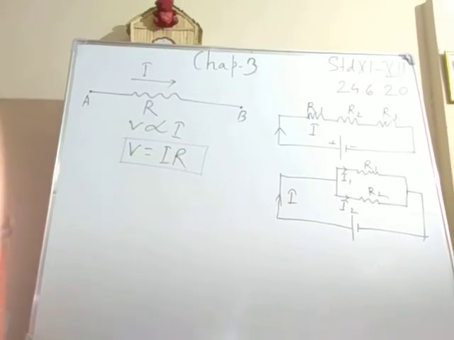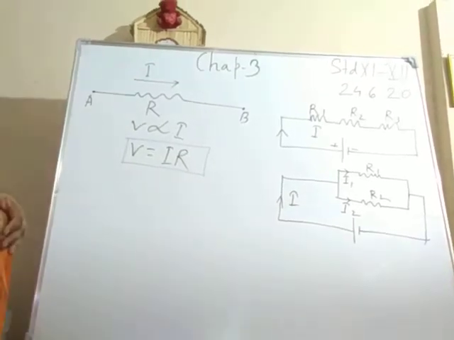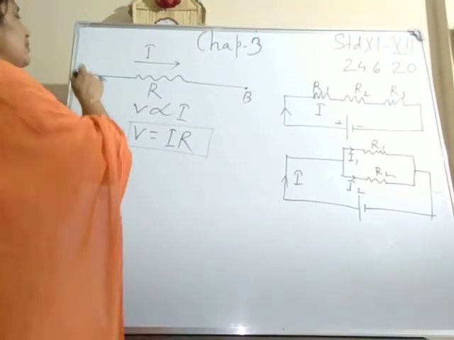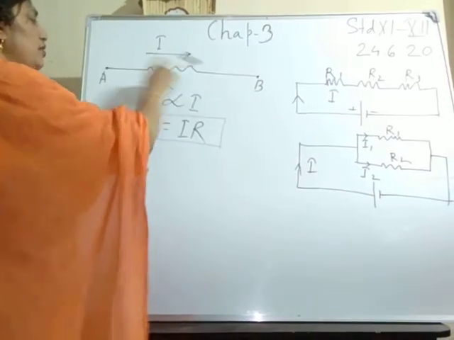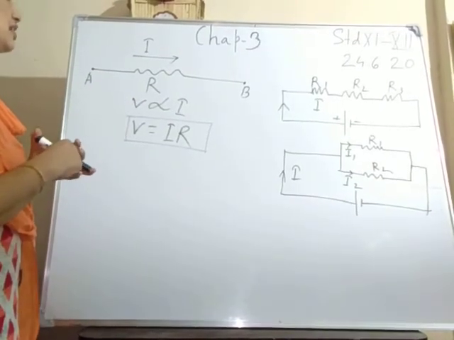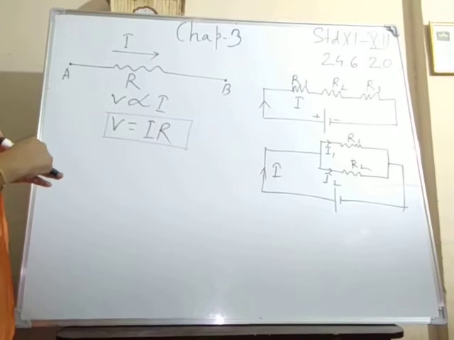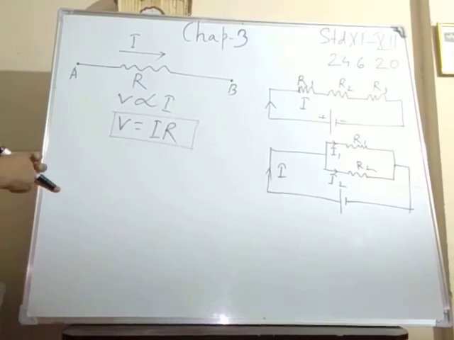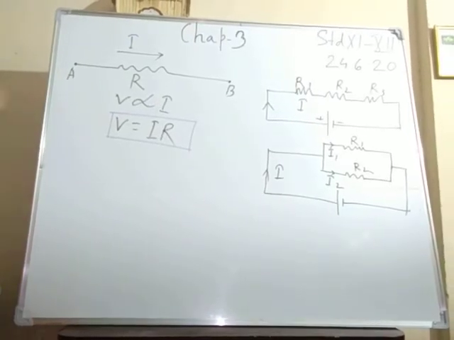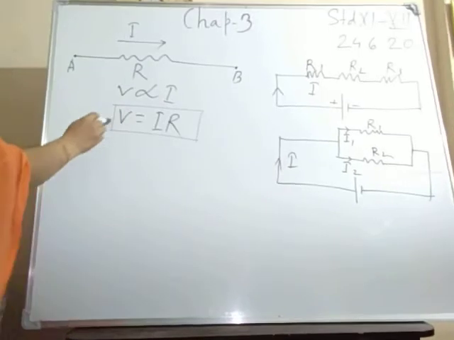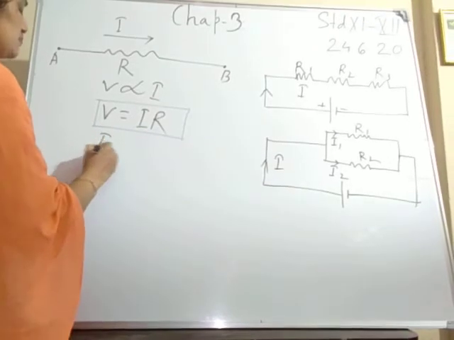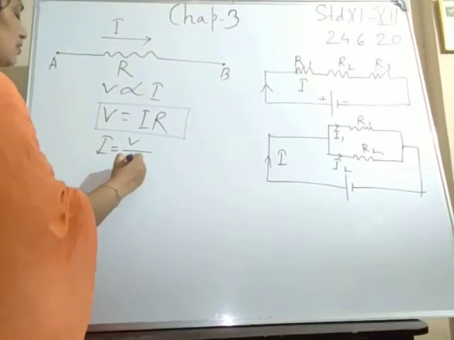You all are well known with Ohm's law, isn't it? From your 9-10 level you know it. So Ohm's law, again I am reading it. If current is passed through any conductor at constant temperature, then the current will be proportional to the potential difference at the two ends of the conductor, or the potential difference is proportional to the current that flows through the conductor at constant temperature. So we can write V is proportional to I, and from here we can get V equal to IR, where R is the resistance. So from this formula, we can calculate I equal to V by R.